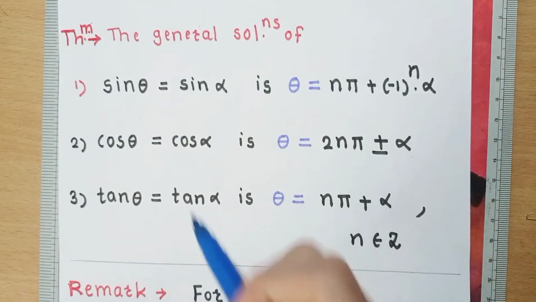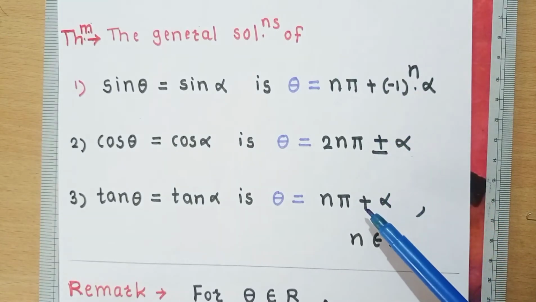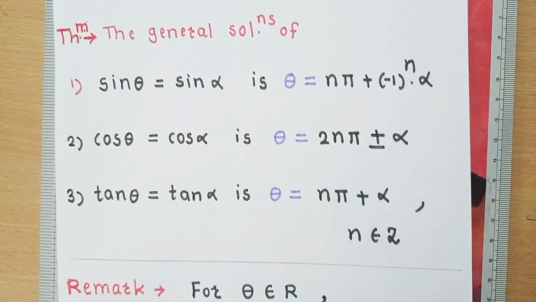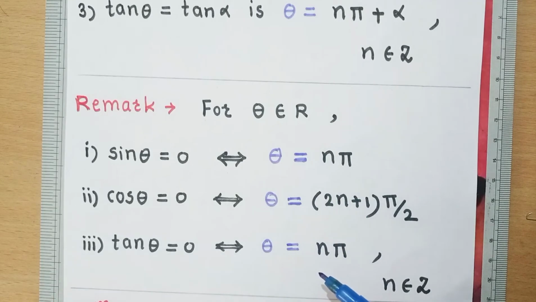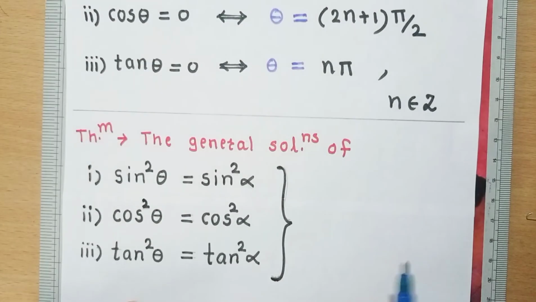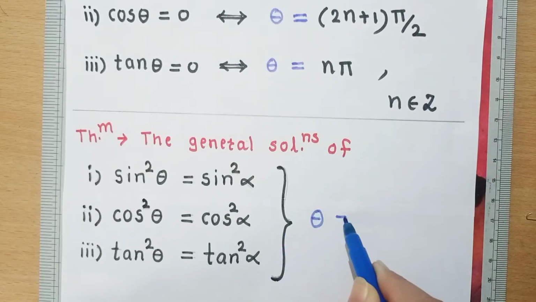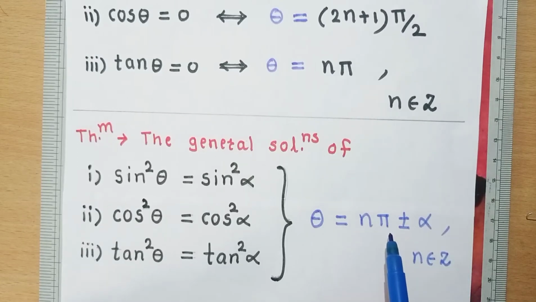In the last lecture, we have proved these general solutions and today we are going to solve examples based on these three formulae. Also, we have seen in the remark these three formulae. This also you have to use, and again the last three theorems, and we have seen that all these terms are square terms and their general solution is also the same, which is theta is equal to n pi plus minus alpha, where n belongs to z. We will use these formulae and solve the next examples.